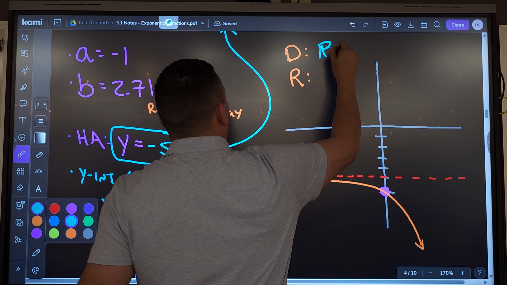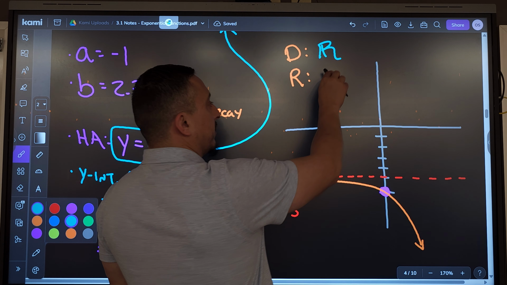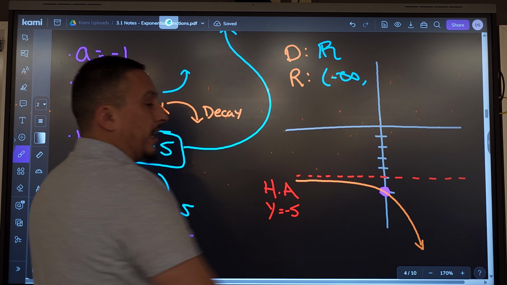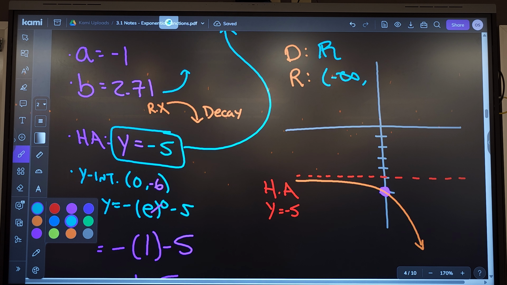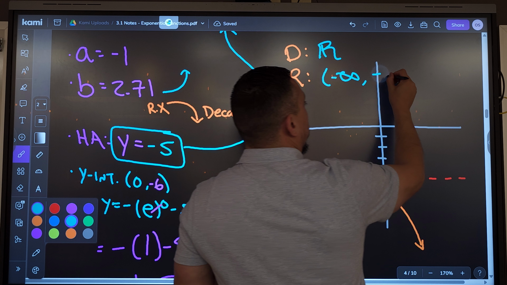Domain, all real numbers. What would be the range? So what's the lowest? -5? Negative infinity, right? Because it goes down, down, down, down, down, down, down. You do have to go from the bottom to the top. So negative infinity is the most down you can go. What's the most high you can go? -5. You're never going to hit that wall. That's your ceiling. So -5.